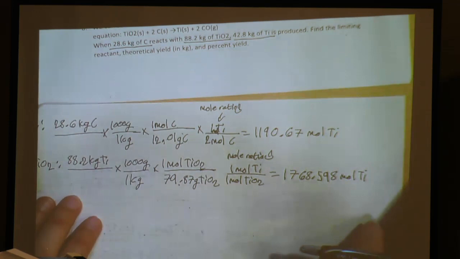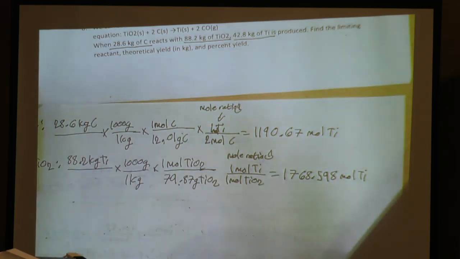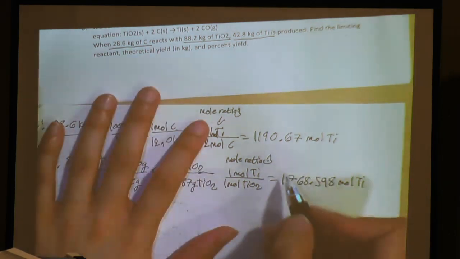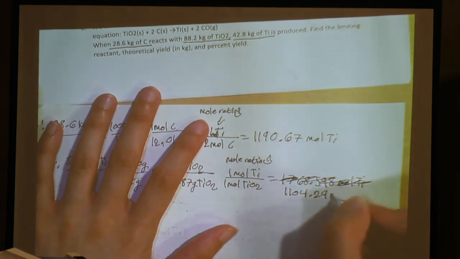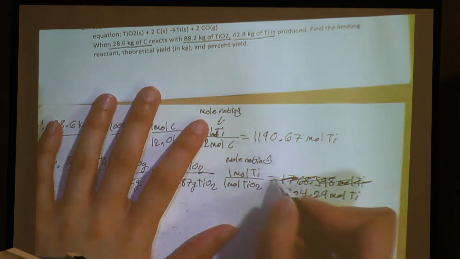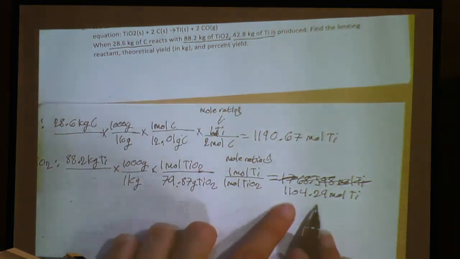Oh, wait, did I multiply that? Let me double check my 88.2. I think I multiplied that wrong. Divided by 79.87. Yeah, I'm sorry, I multiplied this wrong. This should be 1104.29. There we go.